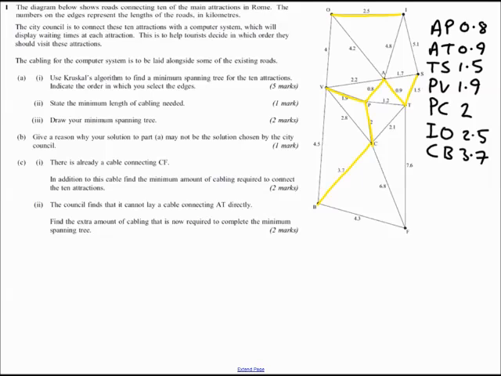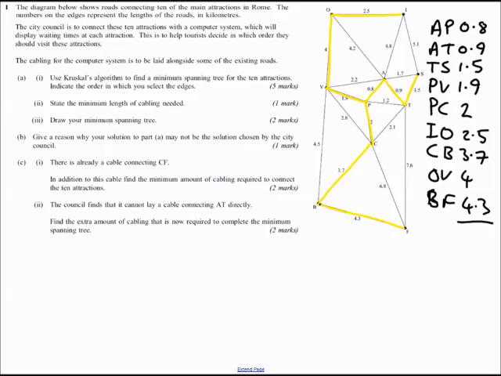Okay. So after that, we've got O to V, which is 4, which leaves us just needing to connect F into our tree. So it's either going to have to be B to F or C to F. And B to F is the shortest of those two. So let's put that in. B to F, which is 4.3.